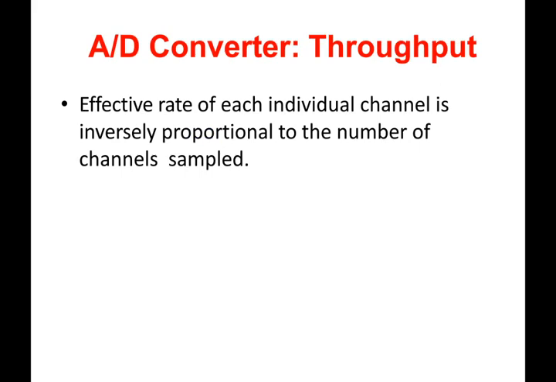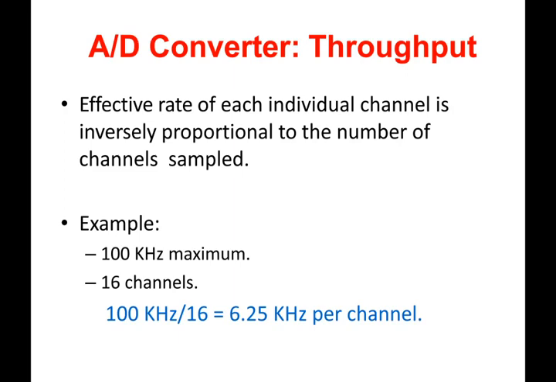Throughput is the effective write rate of each individual channel, which is inversely proportional to the number of channels sampled. For example, if you have a 100 kilohertz maximum throughput and 16 channels, it means that each channel has a 6.25 kilohertz throughput per channel. Okay, so higher throughput doesn't really mean that each individual channel is giving you a very high throughput. It really depends on the number of channels that you have as well.